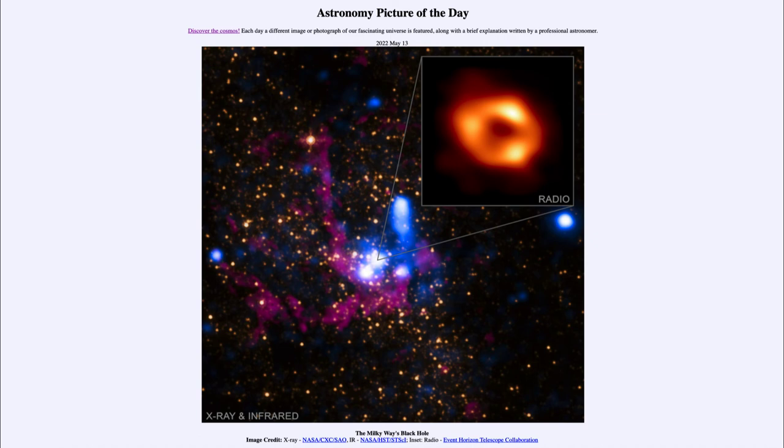So the Event Horizon Telescope has now been able to image the very central regions, essentially seeing the shadow of our black hole at the center of our galaxy. And we see that here in the inset image looking in the radio wavelengths used by the Event Horizon Telescope. So that was our picture of the day for May 13th of 2022. It was titled The Milky Way's Black Hole.